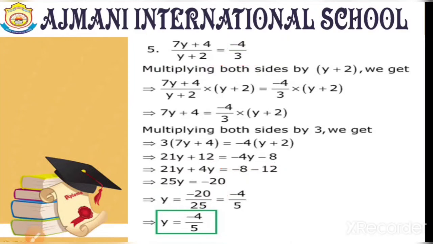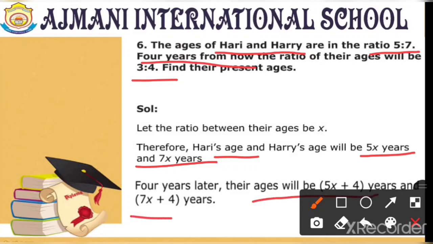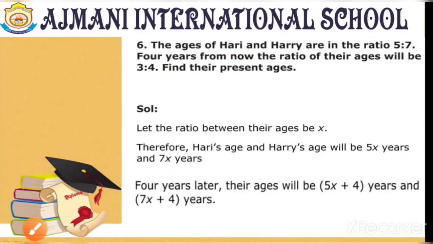minus 4 by 5. The next question, which is a word problem. Let's see this. The ages of Hari and Harry. There are two boys. Their ages are in the ratio 5:7. Okay. 4 years from now, the ratio of their ages would become 3 by 4. Find their present ages. So we have assumed that Hari's age is 5x and Harry's age is 7x years. After 4 years, they will be 4 years older than present age. So their ages will be 5x plus 4 and 7x plus 4 for Hari and Harry respectively.